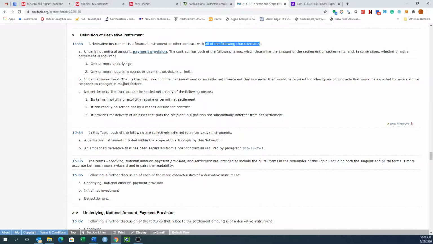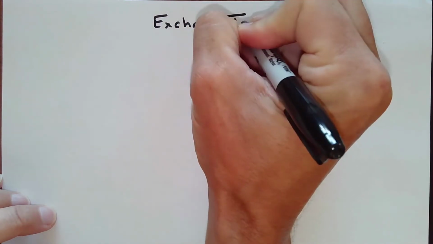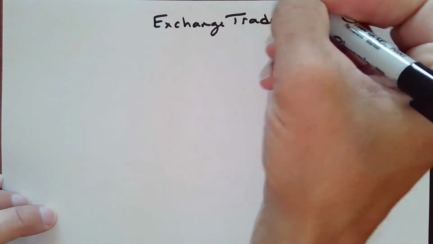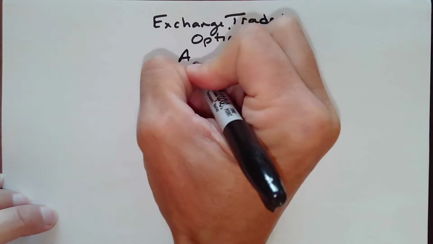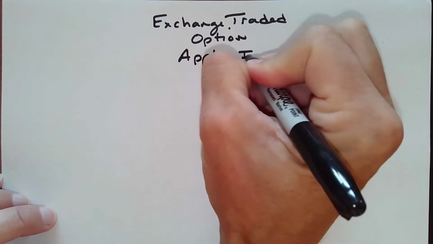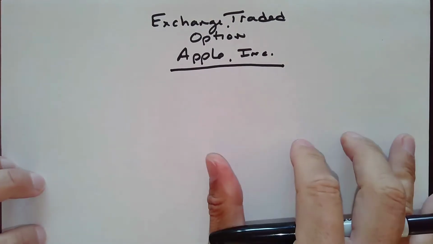So what I thought we would do is we would start with maybe talking about a contract that you may have heard about. And it is an exchange-traded option. So what we want to do is we're going to look at an exchange-traded option. And let's use, say, Apple Incorporated. Okay. And what an option does, right?